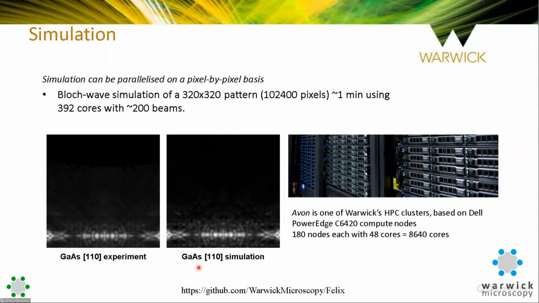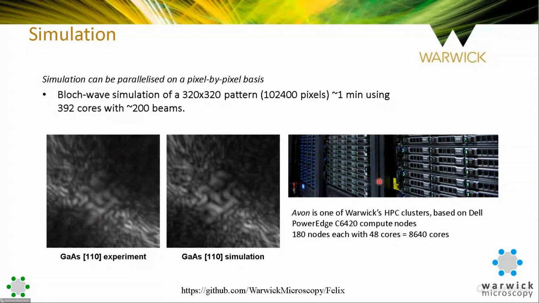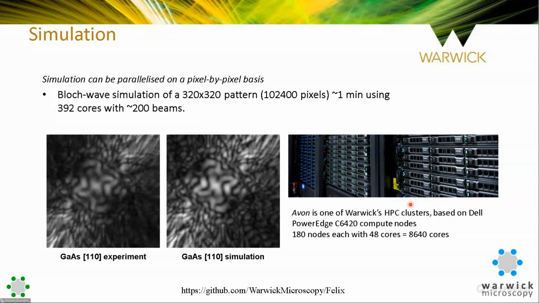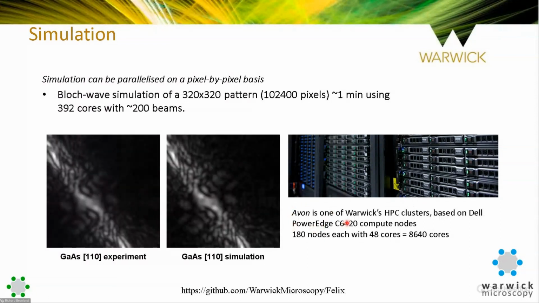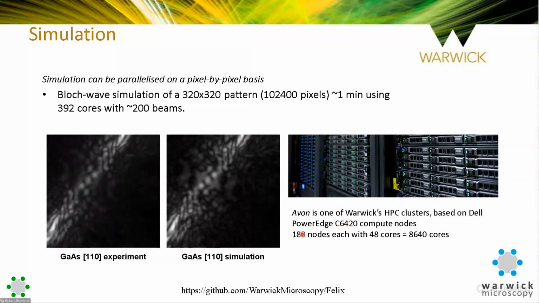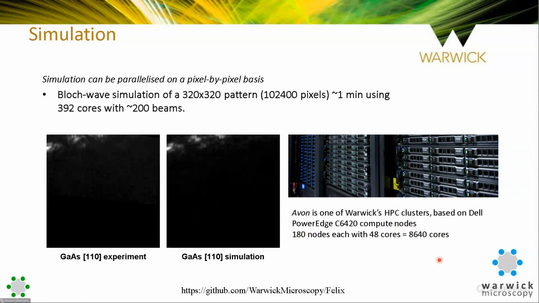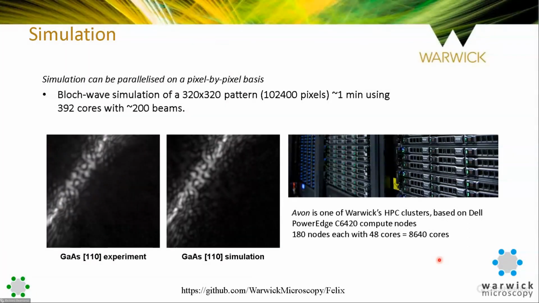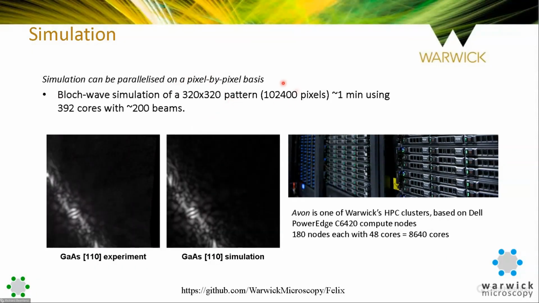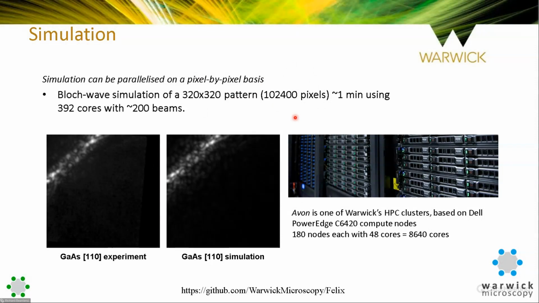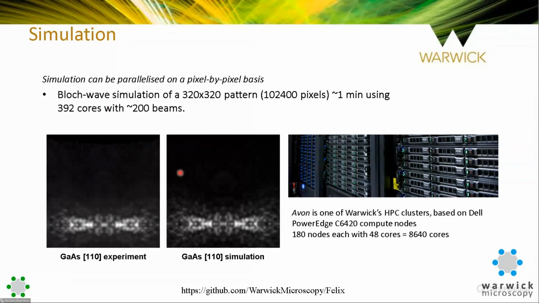The amount of computing resource available to people in academia nowadays is really incredible. There are plenty of high performance computing clusters around that you can get access to. We've got one of the UK's mid-tier systems, Avon, which has over 8,000 cores available. So I can throw a huge amount of computing power at this problem very easily. This is a simulation of 320 by 320, over 100,000 pixels, and that only takes 1 minute if I'm using 400 cores, 200 beams.